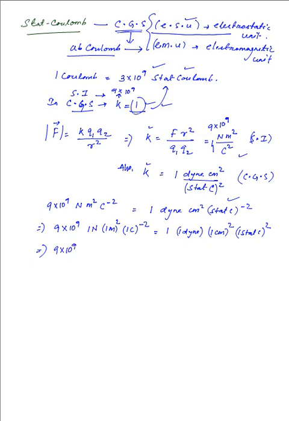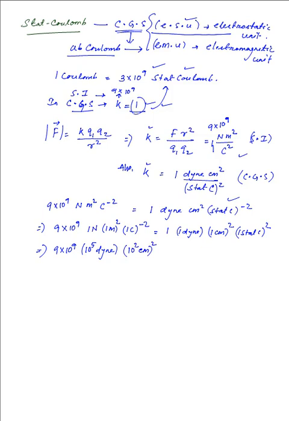That's okay. What about the relation between Newton and dyne? We know that 1 Newton is 10 raised to the power 5 dyne. So that's the conversion that we are doing on the left hand side of the equation. And also we know the relation between meter and centimeters, that is 1 meter is equal to 100 centimeters, that is 10 raised to the power 2 centimeter, and this is squared entirely.